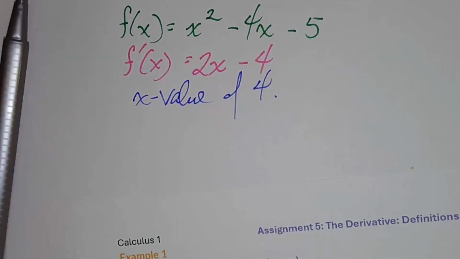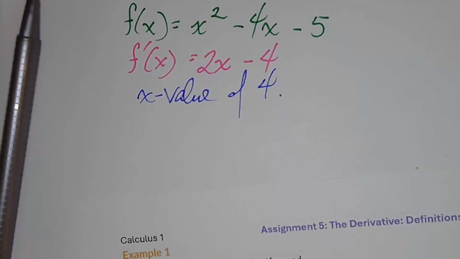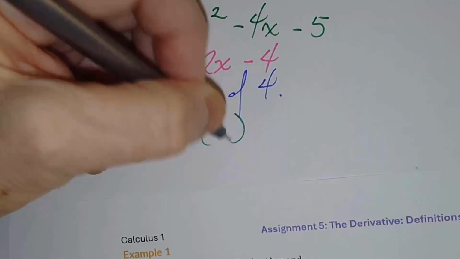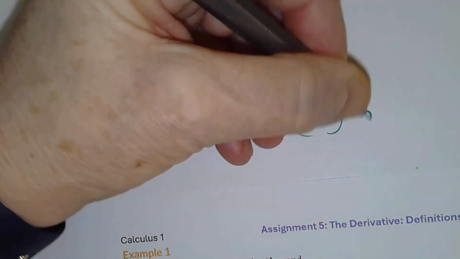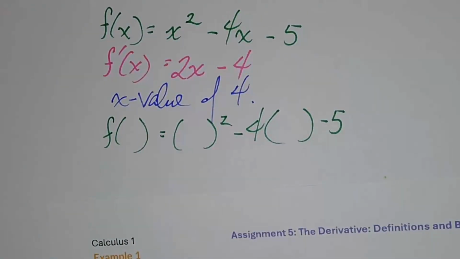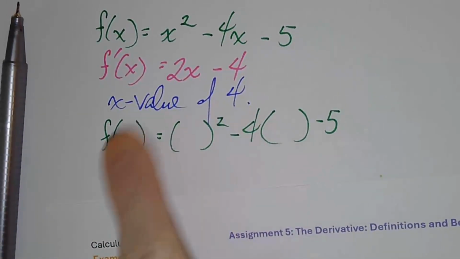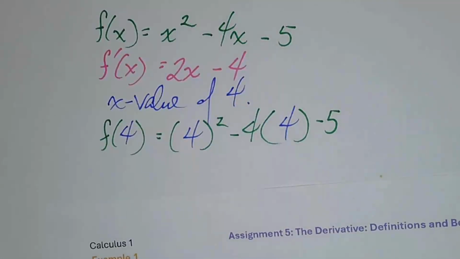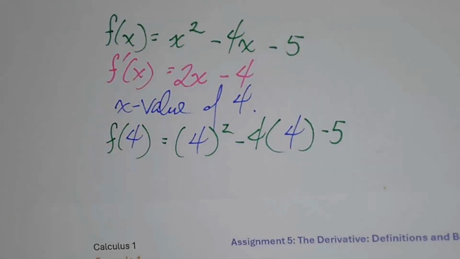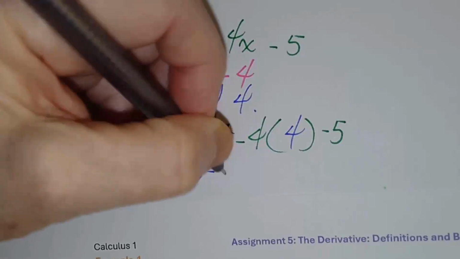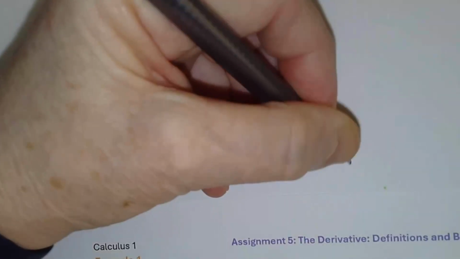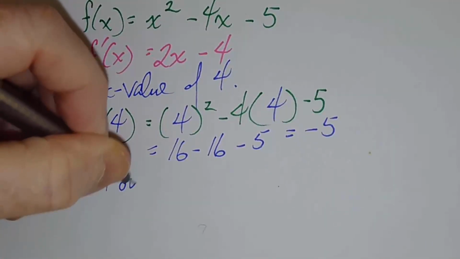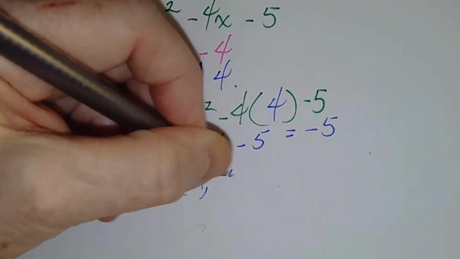So I'm going to take f of x to find the y-coordinate of the point that has an x-coordinate of 4. So I'm going to substitute in 4 for every x in f of x. And we get 16 minus 5, which is negative 5, which means our point is 4, negative 5.